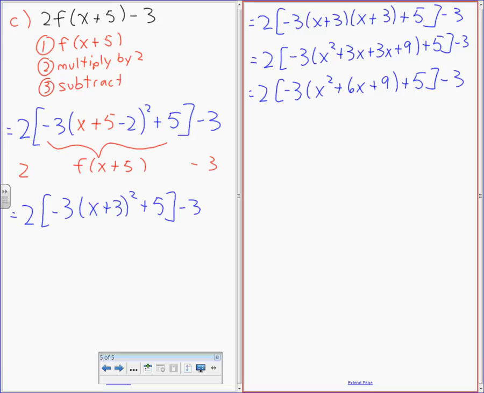Okay, so this is just algebra, that's all we're doing now, right? It's just good algebra at this point. All right, Julia, what do I do next, please, if anything? Yeah, multiply negative 3 in, right? So it's going to be 2 bracket, what is that, negative 3x squared minus 18x minus 27 plus 5 minus 3, and I'll finish it from here.